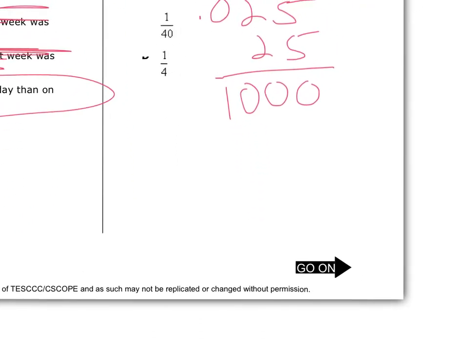I'm going to have to reduce it though. We'll reduce by 5. 25 divided by 5 is 5. 1,000 divided by 5? 200. We still got to reduce that. 5 divided by 5? 1. 200 divided by 5? 40. We got 1 over 40 is the reduced fraction.